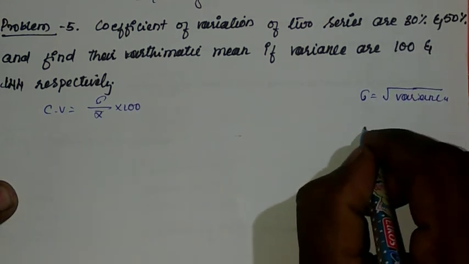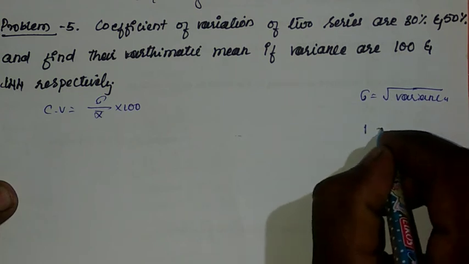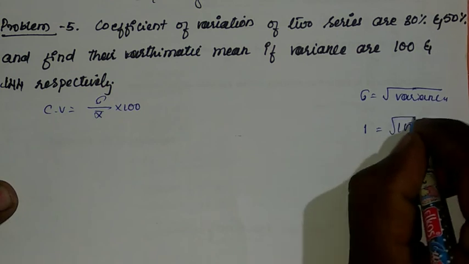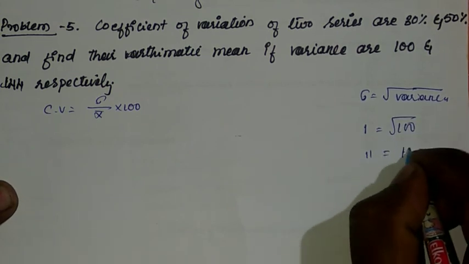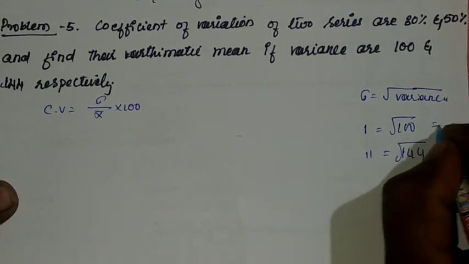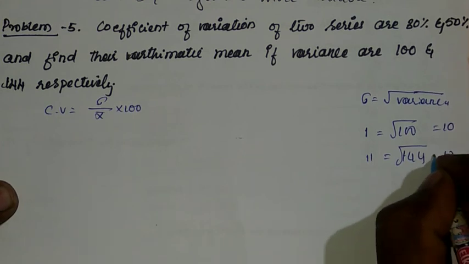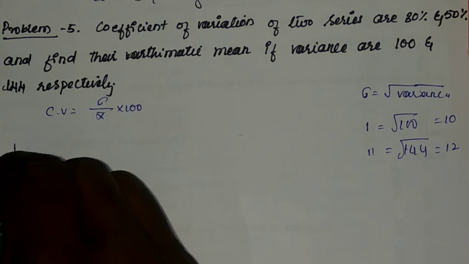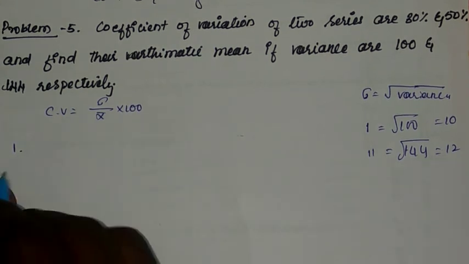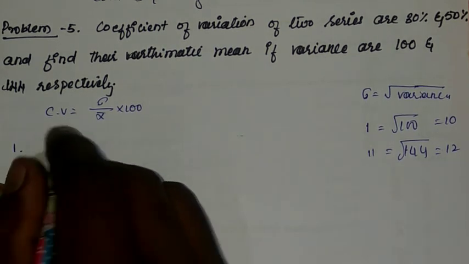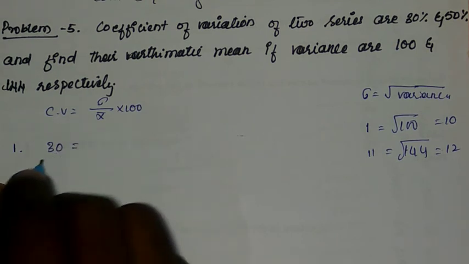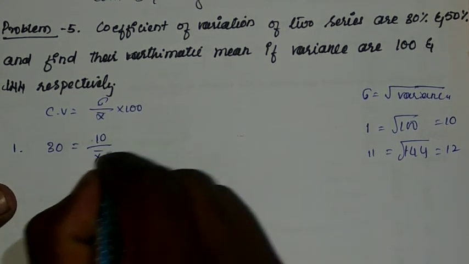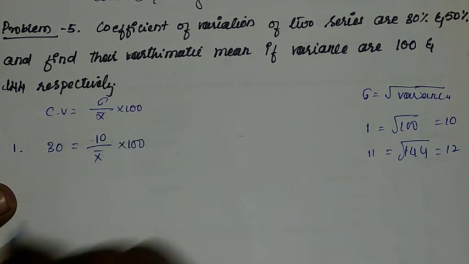So that is for series 1. Standard deviation is equal to root of 100, and for series 2 standard deviation is equal to root of 144. In the sense, you'll get 10 and you'll get 12. So now apply the formula. For the first series, CV is 30%, that is equal to standard deviation 10 divided by x bar into 100.